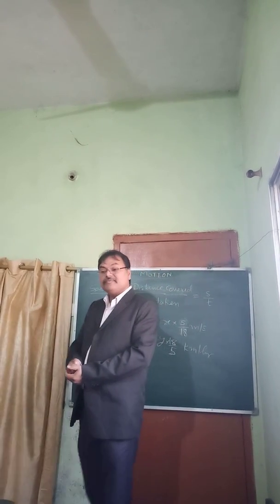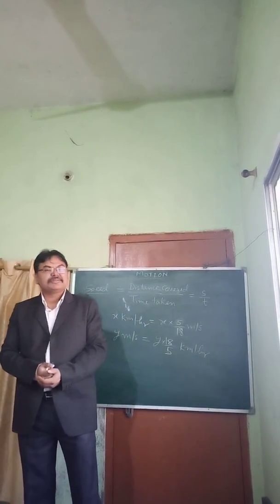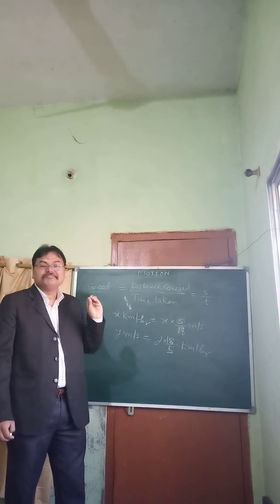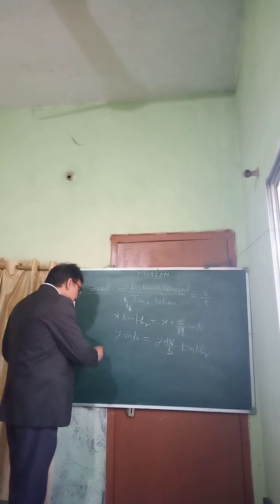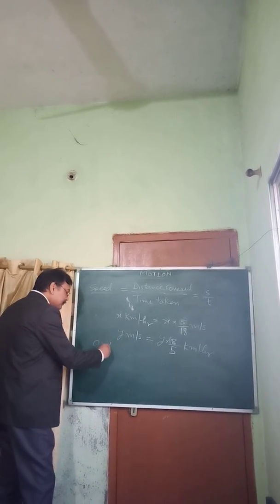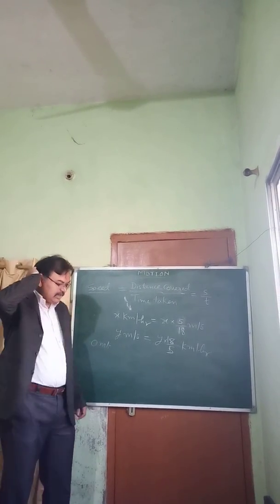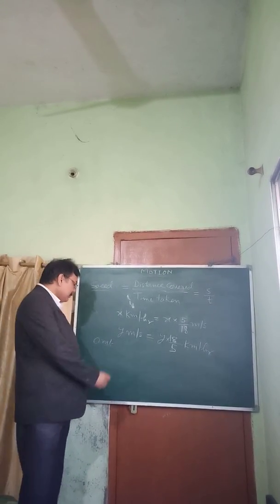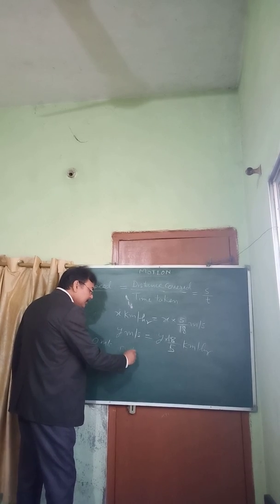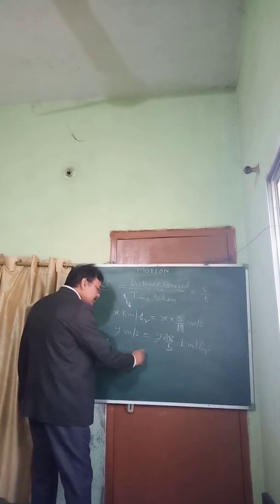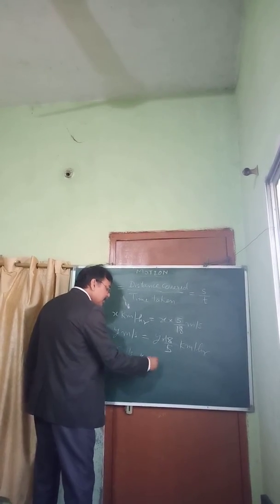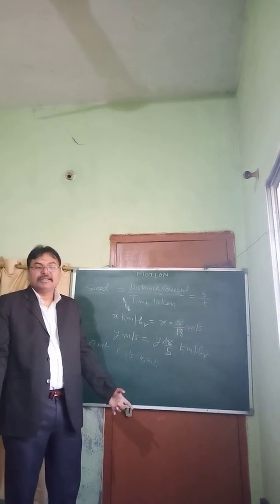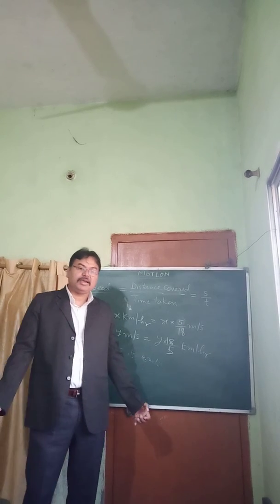The first day, the child started scooting. First, the scooty was at rest, at 0 meter per second, at his home. Then the child started the scooty and it came to, suppose, 5 meter per second. Then it increases to 10 meter per second, then 20, then 30, then 50, then 60 meter per second.